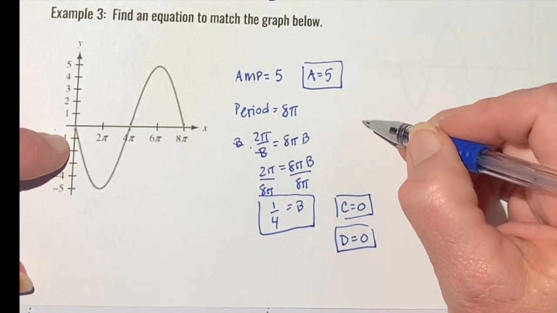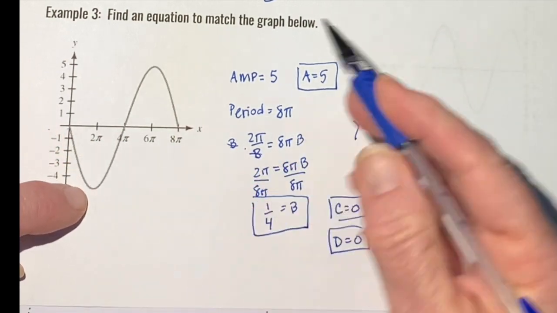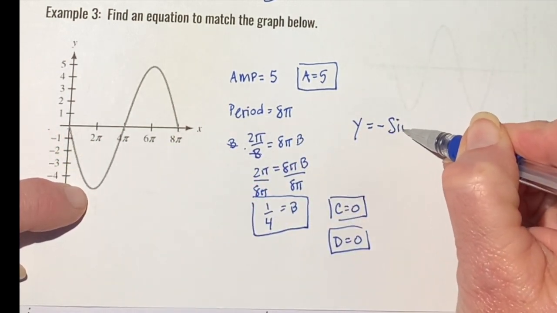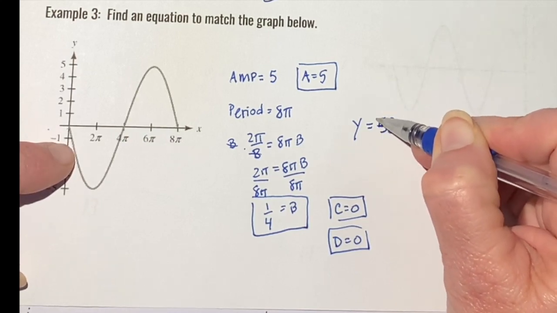All right, so our equation for this one, y equals, remember the negative because it's going down first, so negative sine. Oh, and I forgot my amplitude. I need to stick my 5 in there, so let me do this. -5.